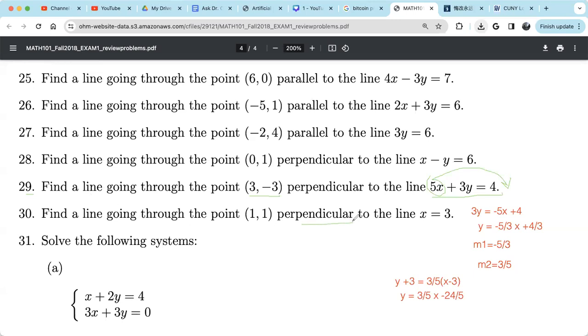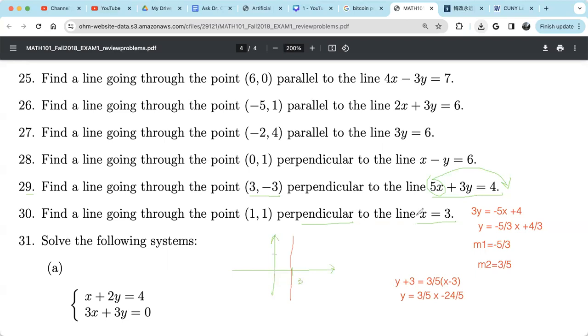30 is also perpendicular, but to the line x equals 3. Let's draw x equals 3. This x value is 3, so x equals 3 is this, let me change my color. Is this a vertical line, right? This line is x equals 3.